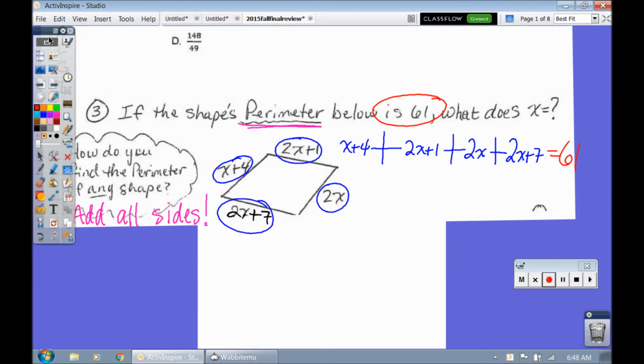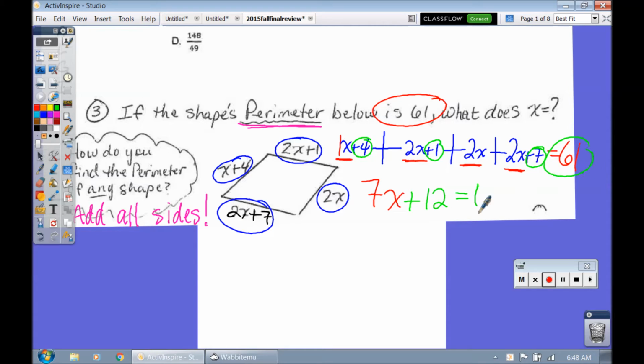So let's start combining like terms. Let's put all of our x's together. Let's put all of our numbers together. 1x plus 2x plus 2x plus 2x is 7x. Then we'll combine our numbers up. 4 plus 1 is 5. Plus 7 is going to give us +12. So we're going to write down plus 12. Set that equal to 61.